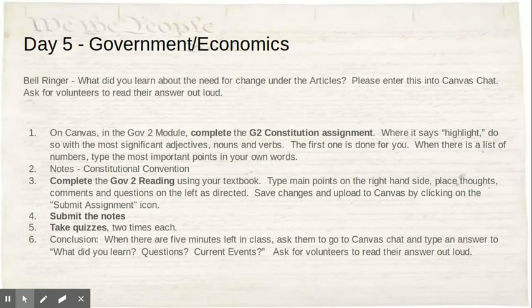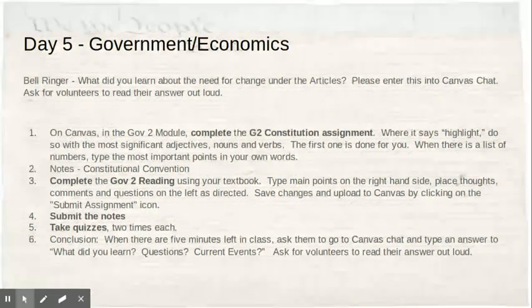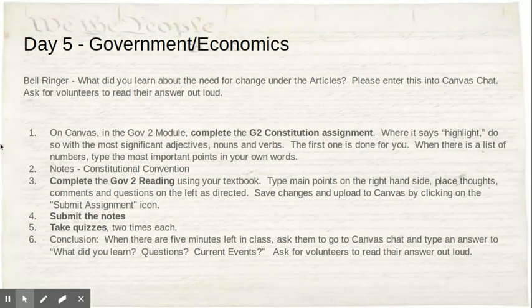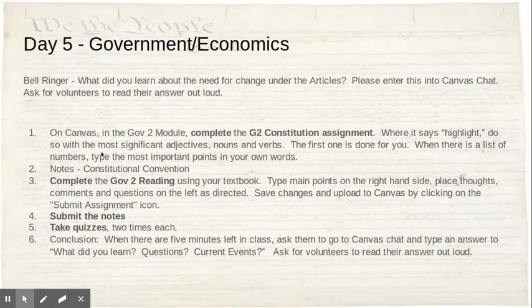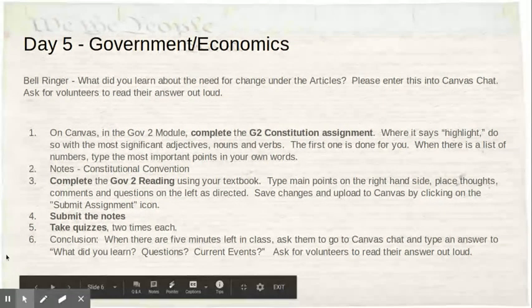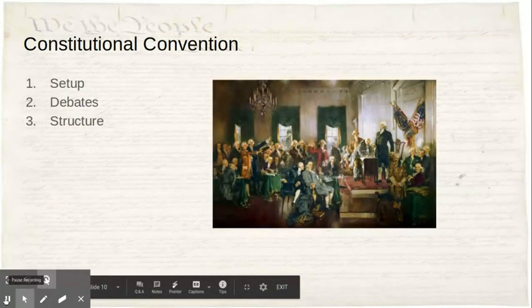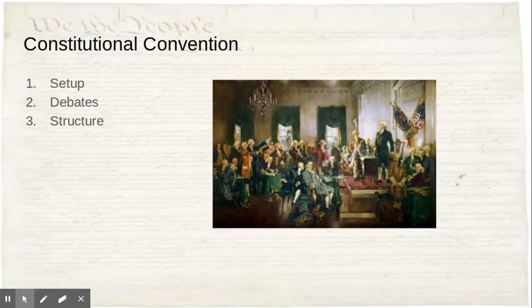Next week, we'll take the test on Thursday. We'll work on a study guide. We'll do a review. And we will have just a little project for the first 3 weeks as well. So go ahead and begin. If you're already done with the Constitution, you can do one of these other things. And then about halfway through in 25 minutes, we'll take the notes. So once again, we'll go over the Constitutional Convention, the setup, the debates, and the structure.